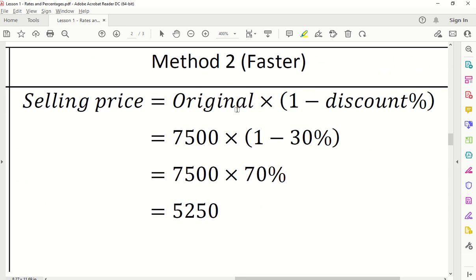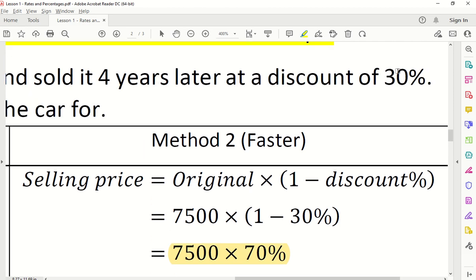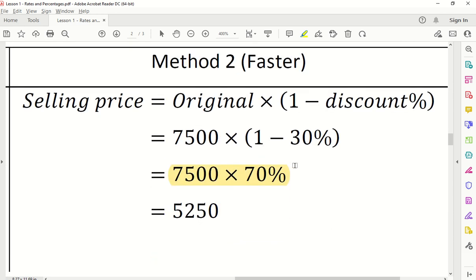And this is probably what we should be doing now that we're in the senior school. So what I've done here is I'm actually going to jump to the third line here. I've done 7,500 multiplied by 70%. Now, where did I get that 70% from? Well, Sarah sold her car for a discount of 30%. So the value she's selling it for is 30% less than its initial value. What's 100% minus 30%? That would be 70%.